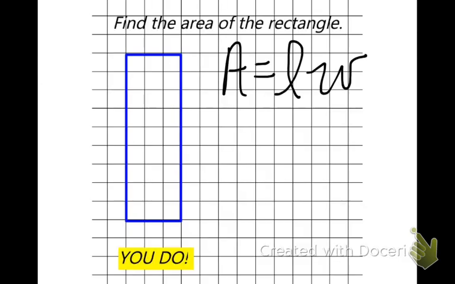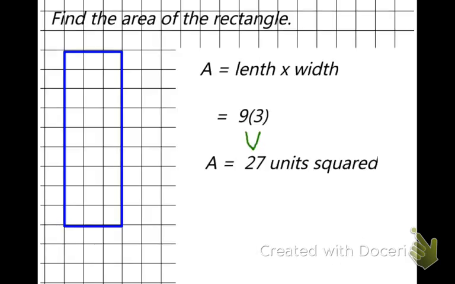Okay, you do this one. Find the area, which is length times width, of this rectangle. Remember to pause the video. Okay, check your work. You would count to find the length is 9 and the width is 3. Length times width, and we get 27 units squared, or 27 square units.